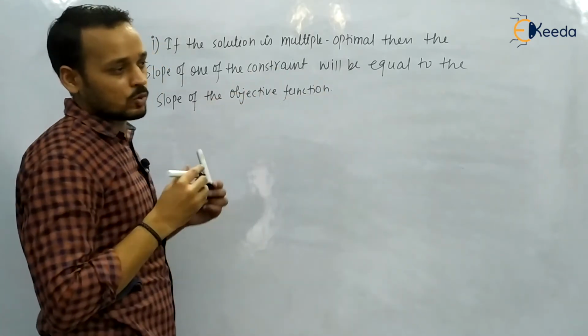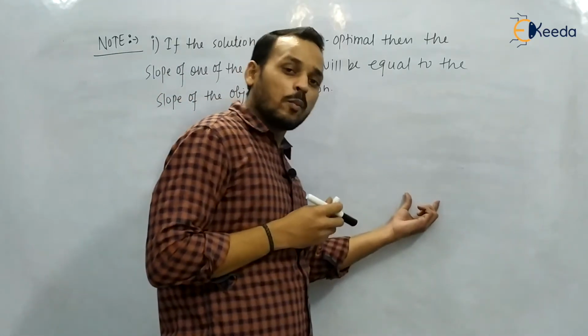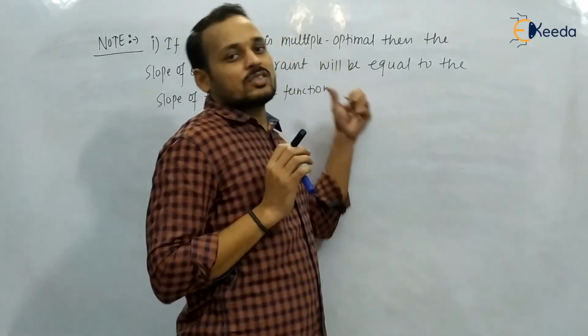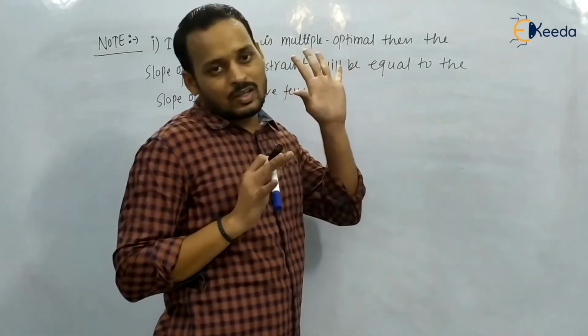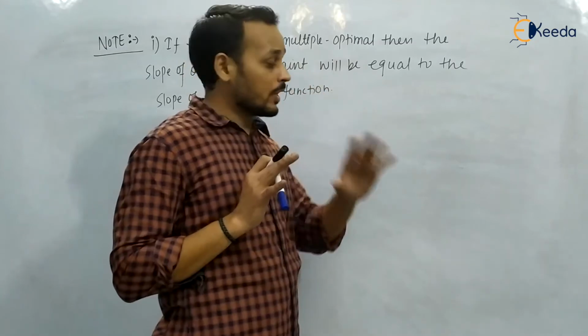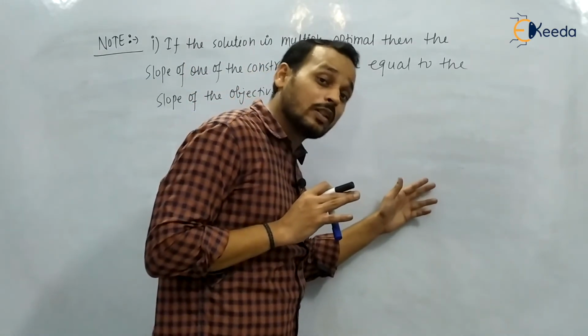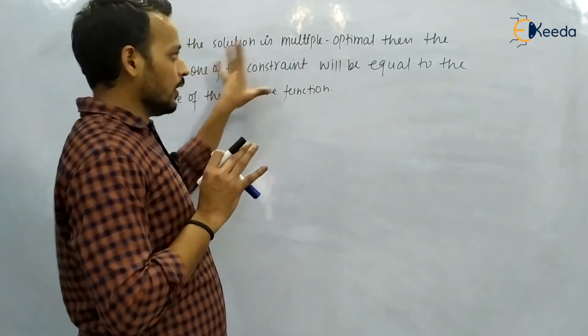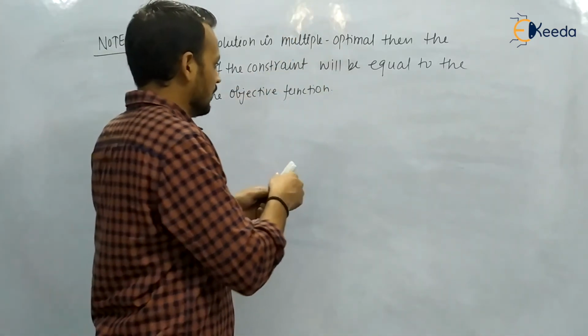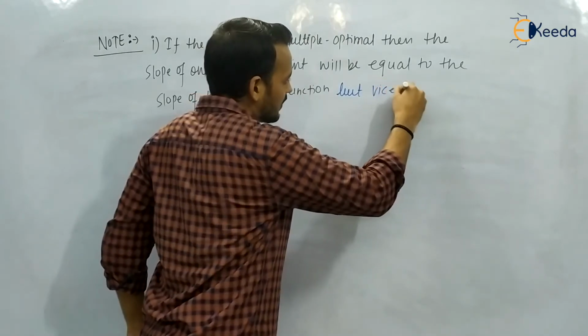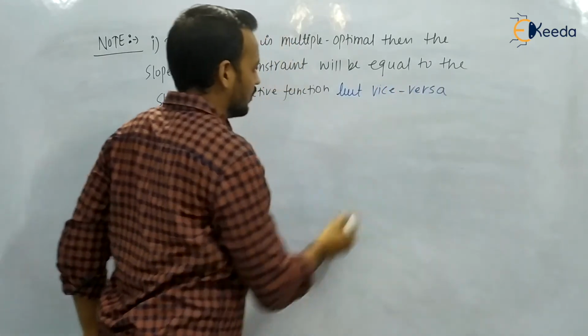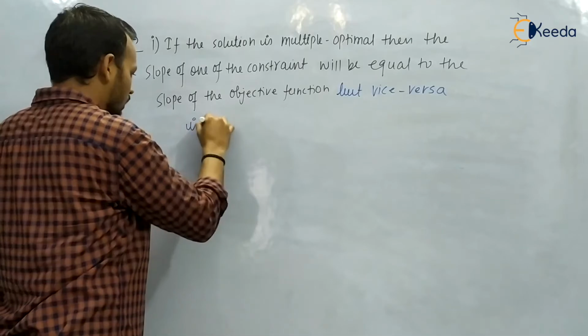This line is always true: if you are going to get a multiple optimal solution, then the slope of one of the constraints will be equal to the slope of the objective function. I am saying if the solution is multiple optimal, then the slope will be equal. Okay, so this condition tells this, but vice versa is not true. Very important point.